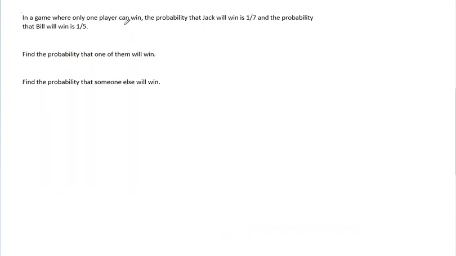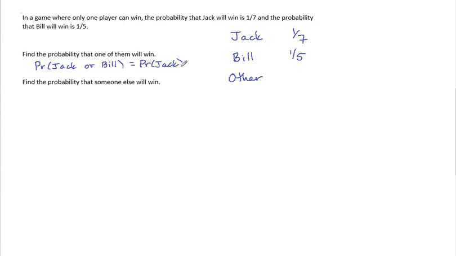In a game where only one player can win, the probability that Jack will win is 1/7 and the probability that Bill will win is 1/5. Now between those two possibilities, that's not 100%, so there could be somebody else that could win the rest of the time. First, find the probability that one of Jack or Bill, either one of them, will win. So if Bill wins, I'll consider that a success, and if Jack wins, I'll consider that a success. So the way that you do this probability for either Jack or Bill is I take the probability that Jack will win and I just add it to the probability that Bill will win. And that gives me the combined probability.